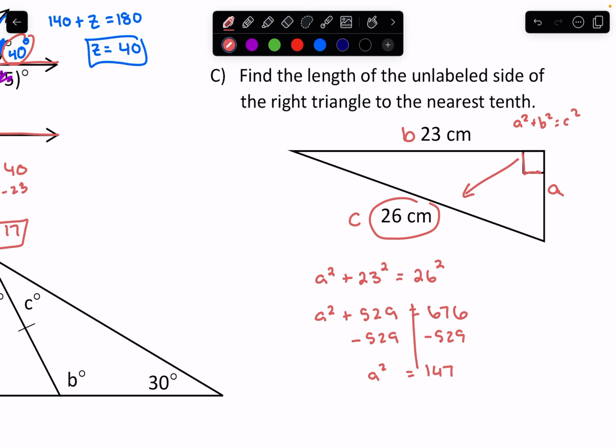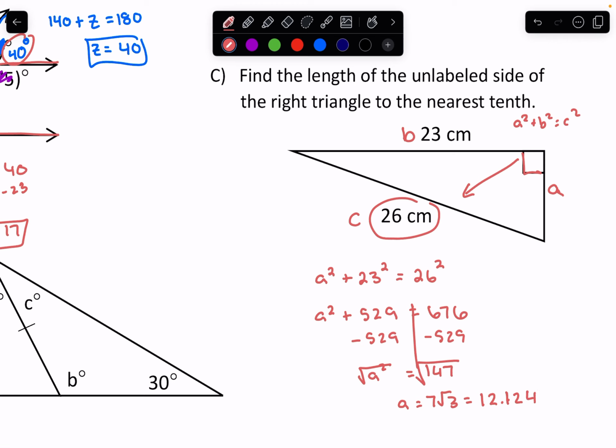Now, I want to square root both sides to get a alone. So a is going to equal... I don't think that's going to be a nice number, is it? 7 root 3. Or if I use my best friend button, I'm going to get 12.12. Let's go 3 decimals, 12.124.